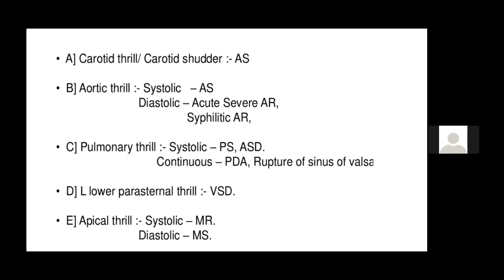The pulmonary thrill, if it is systolic, is usually PS, ASD, again Lutembacher, or a large ASD. And if it is continuous, you should always suspect PDA and ruptured sinus of Valsalva. At the lower sternal border, if you are getting a thrill, always suspect a VSD. And at the apex, if it is a systolic thrill, it's MR, whereas if it is a diastolic thrill, it's MS. So this is the basics about the thrill you should always know.